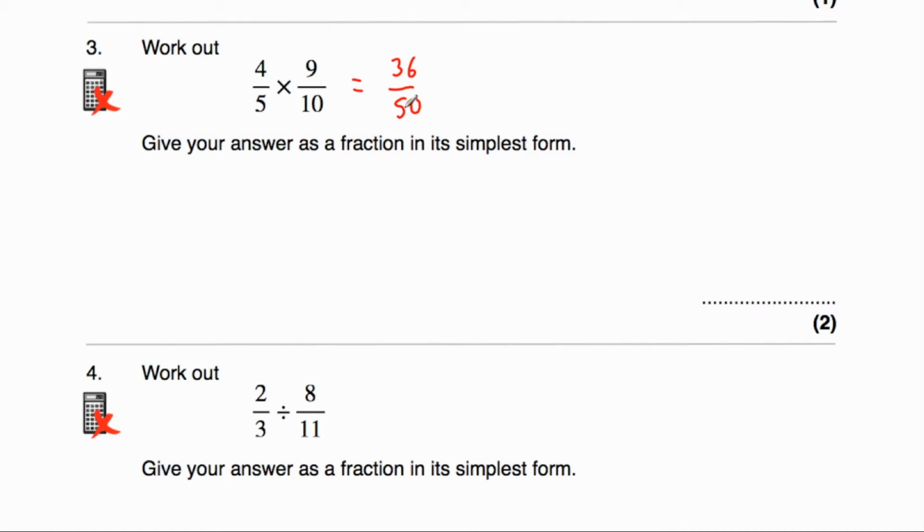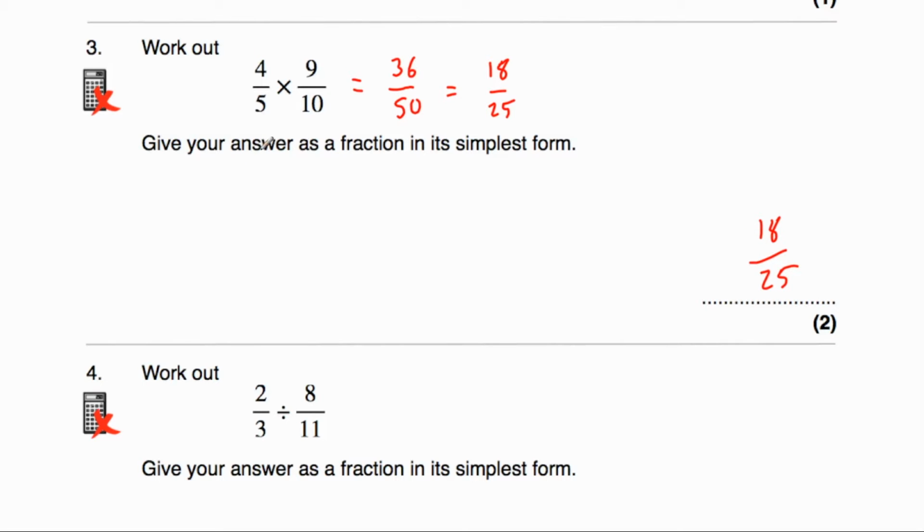Now both of these numbers are even, so we can divide both of them by 2. 36 divided by 2 is 18, and 50 divided by 2 is 25. So that means that 36/50 would cancel down to 18/25. Now 18 and 25 have no other common factors apart from 1, so that means that we're done. Our answer is 18/25, and that's our answer in its simplest form.